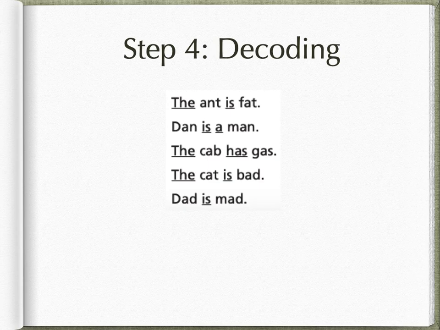When reading these sentences, we are going to read the underlined words fluently. That means we will not be decoding them, but all of the other words will be decoded. That means we will be breaking down each word into its sounds and then putting the sounds back together to read the word. I will read the sentences first, and then you will follow my lead. That means that you will copy exactly what I do as I am reading the sentences. Let's begin. The ant is fat. Fat. The ant is fat. Your turn.